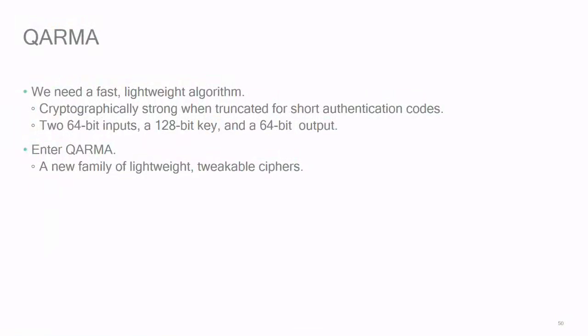All right, so for the crypto, we needed something fast and lightweight because the efficiency hinges on how quickly you can perform the cryptography. It also has to be strong when you discard most of the output of the cipher and you end up with very short authentication codes. And for our uses, we wanted two 64-bit inputs, so the pointer and the context. We have 128-bit keys, and we produce a 64-bit output.